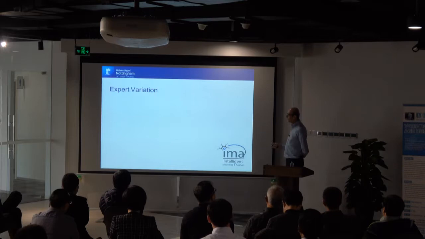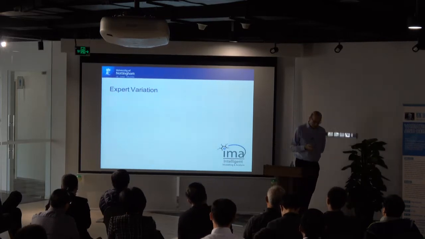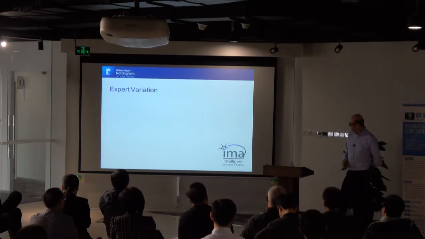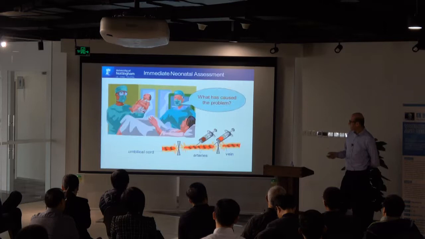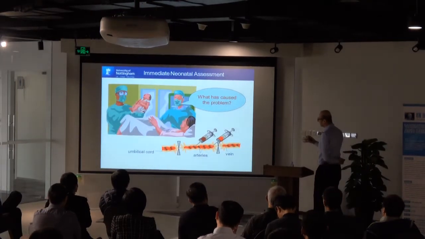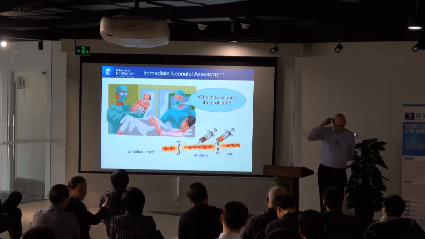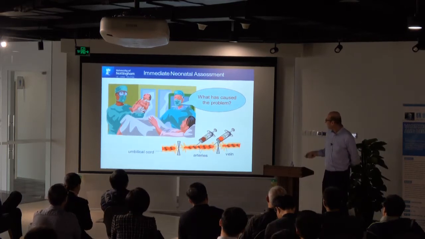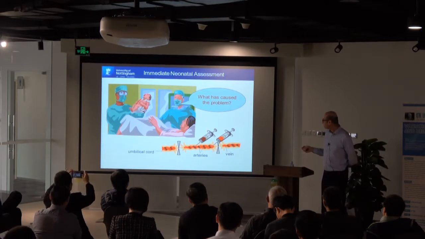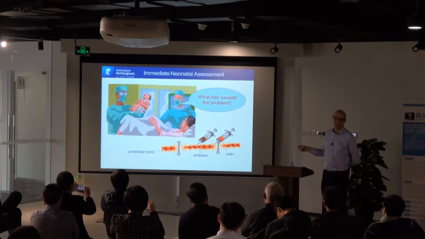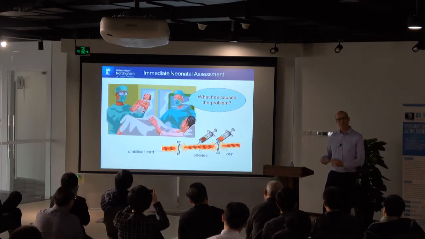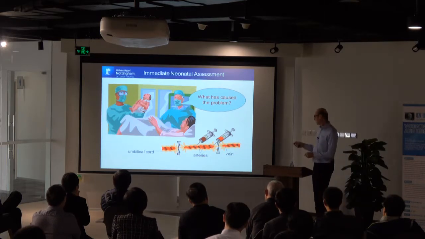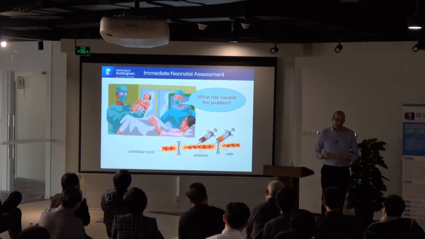So now I'm just going to talk about expert variation. Some of you who have seen my other talk will have seen some of these slides. I'm going to take you back to when I was a PhD student, and I was given a task. And what was the task? The task was to identify how sick, how ill babies were in the first seconds of being born. Literally the first seconds of life. If a baby was ill, they wanted to know how ill it was.